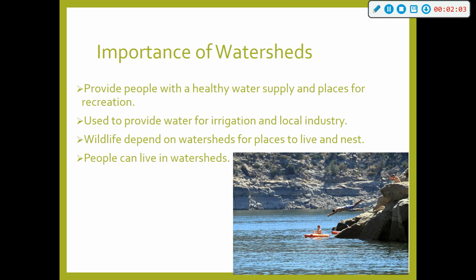So, importance of watersheds. They provide people with a healthy water supply and places for recreation. This is used to provide water for irrigation and local industry. Wildlife depend on watersheds for places to live and nest. People can live in watersheds as well.